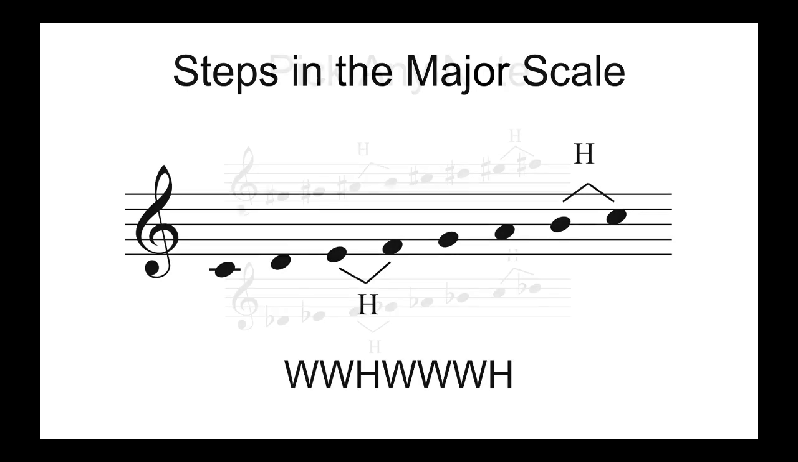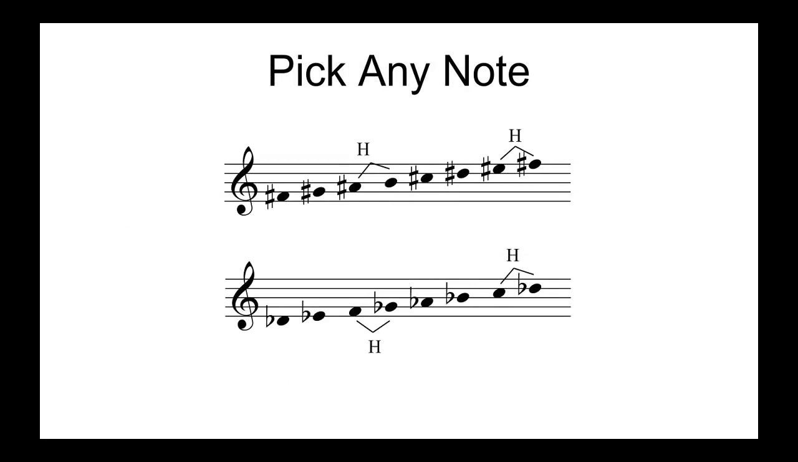You can build a major scale from any note as long as you use this formula. Let's build one starting from F sharp: F sharp, G sharp, A sharp, B, C sharp, D sharp, E sharp, F sharp. Or we can build one from D flat: D flat, E flat, F, G flat, A flat, B flat, C, D flat. Notice how the distances between each scale degree, or numbered note of the scale, is the same in any major scale.